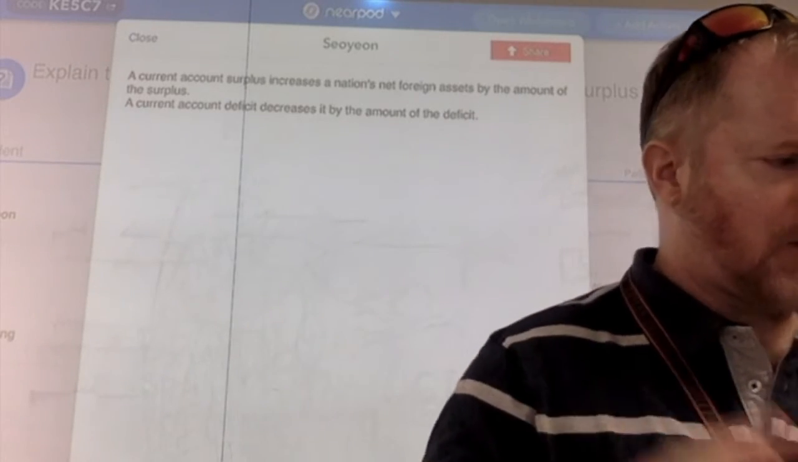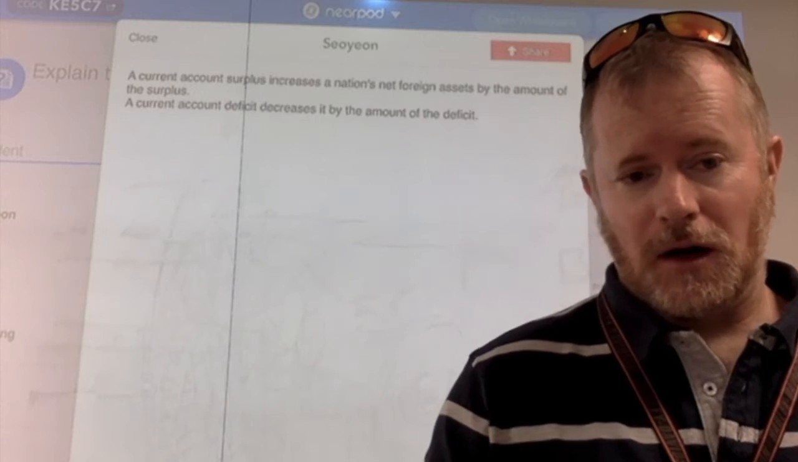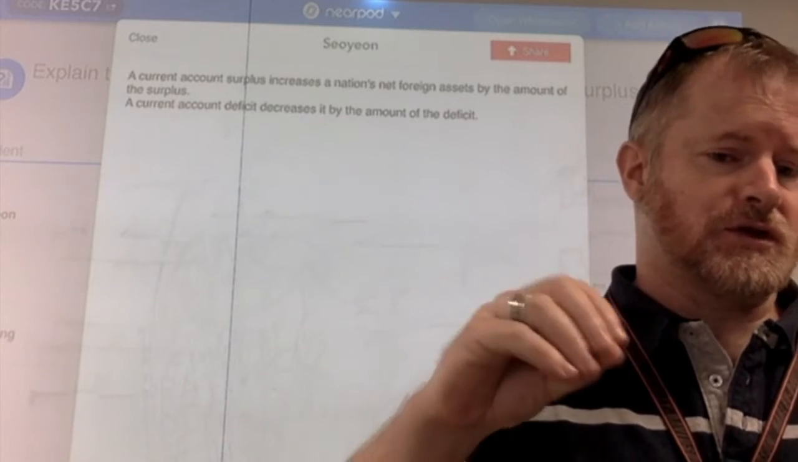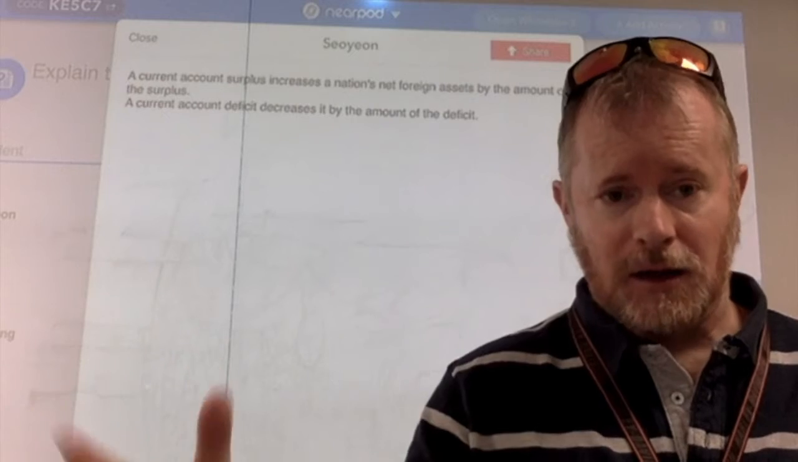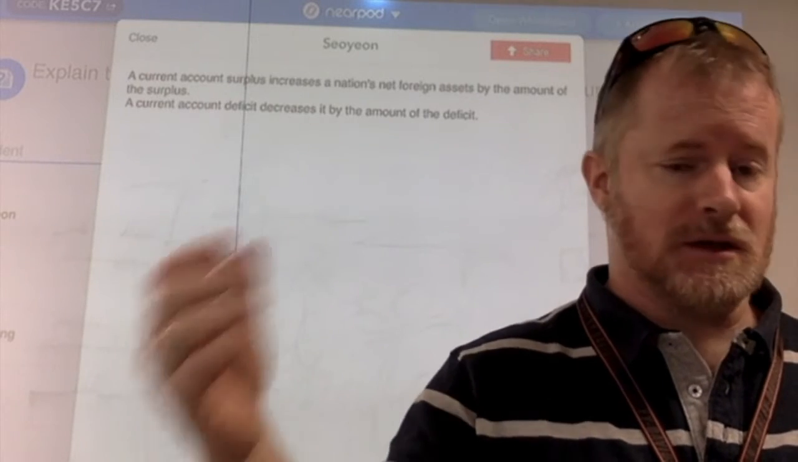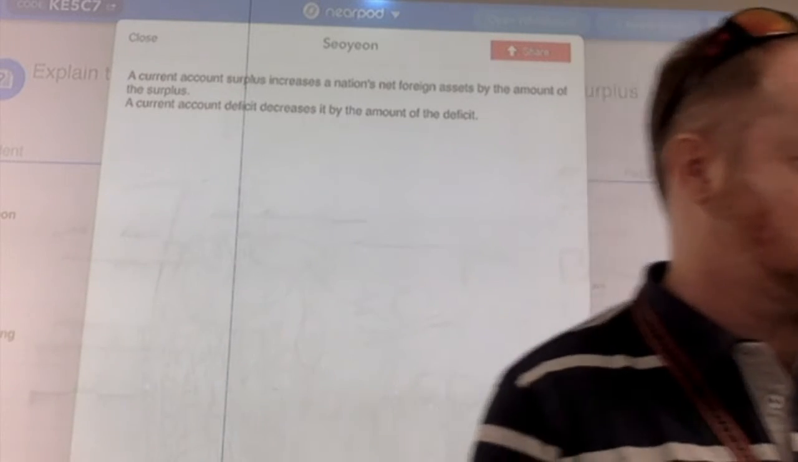So that's an effect of the current account surplus or the current account deficit. The question that you were asked was to explain, basically define what a current account deficit is and what a current account surplus is.